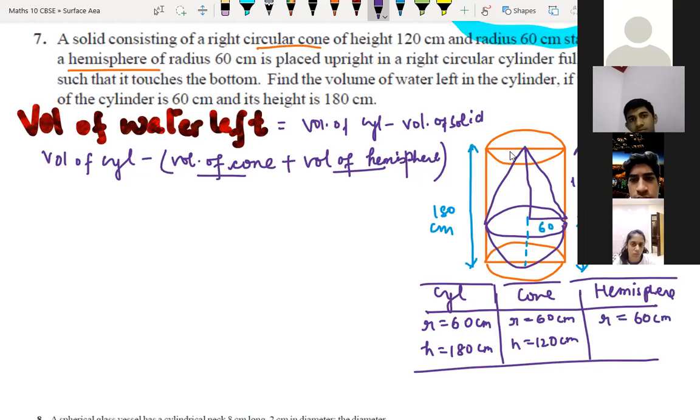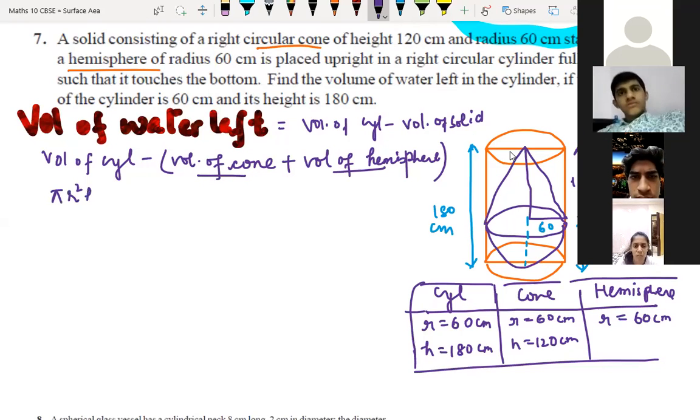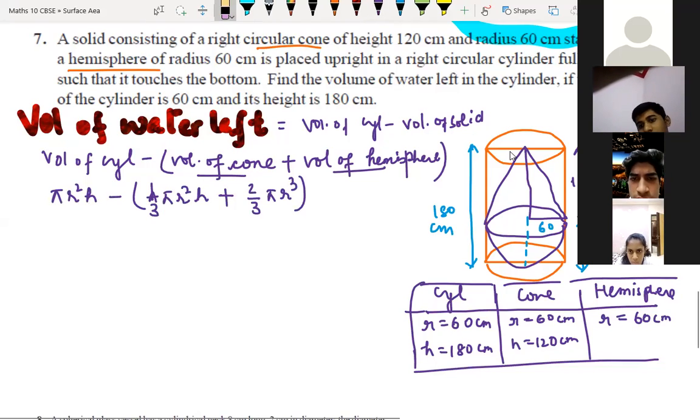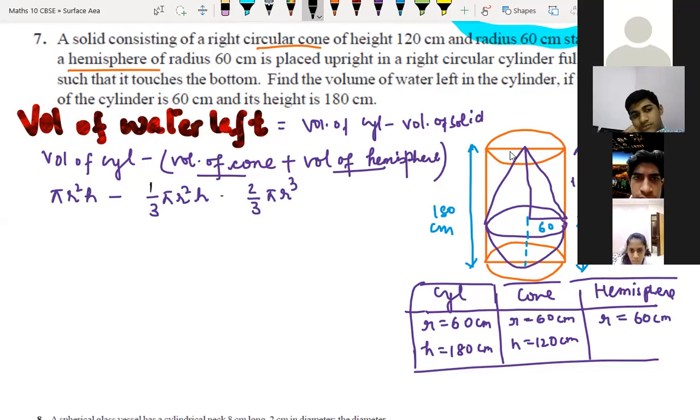So this is clear now. The volume of the cylinder is pi r square h, minus the volume of the cone, that is 1 by 3 pi r square h, plus the volume of the hemisphere, 2 by 3 pi r cube. So better what we do now, children, we just remove this bracket from here. I'll remove the bracket and write here minus, and write here 1 by 3, and write here minus. Can we do it like this?